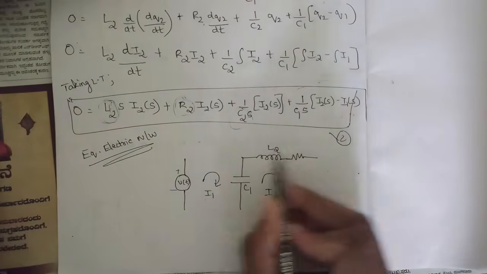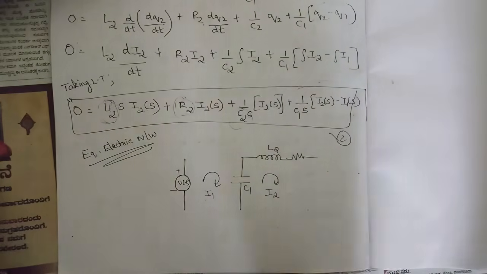I have written it in series because in the force voltage analogy, in the equivalent electrical network, all the components would be in series in each loop. In the FI analogy it's different: it would be node analysis and the components would be in parallel. I'll show you that also.